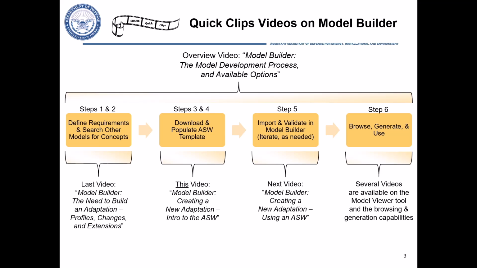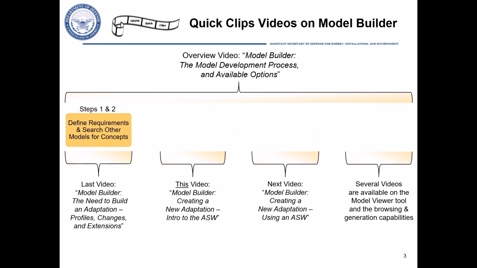This is the 6-step process for developing an SDSFIE V-compliant model using the Portal Model Builder tool, displayed with the quick clips videos that demonstrate those steps. The previous video demonstrated steps 1 and 2, defining requirements for the target adaptation and recording elemental level profile, extend, and change decisions relative to the parent model. The next steps, 3, 4, and 5, will be covered in this and the next video.